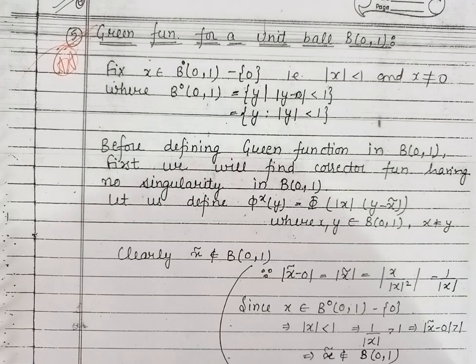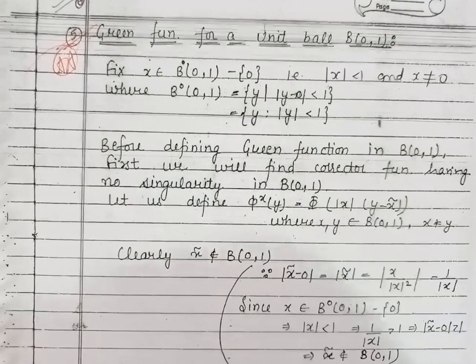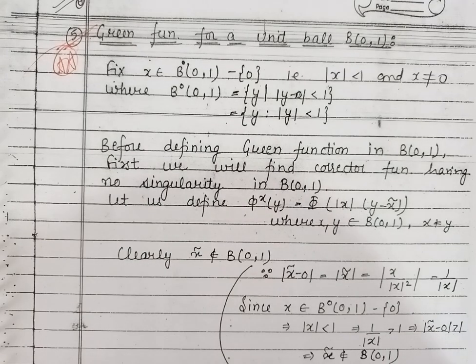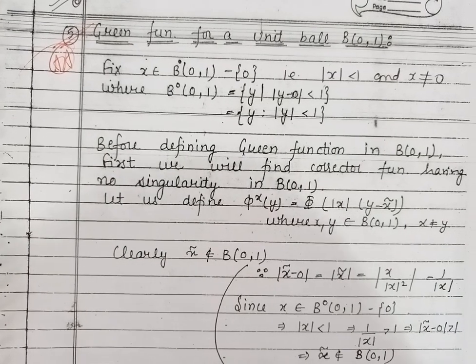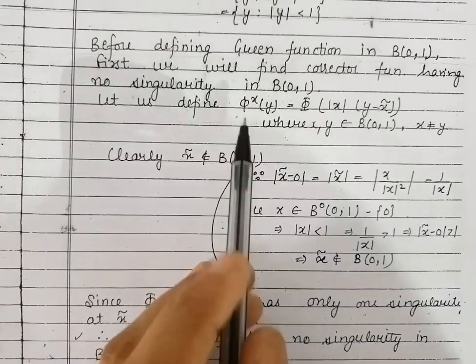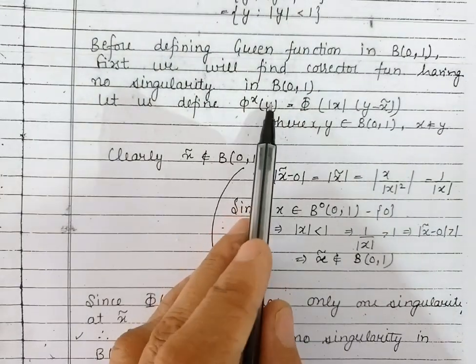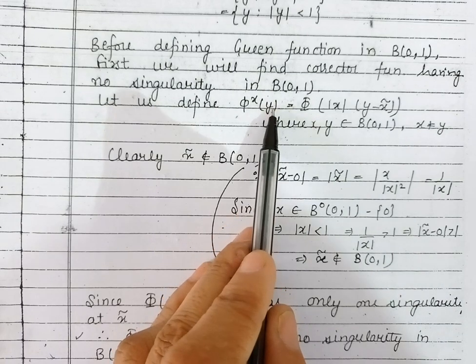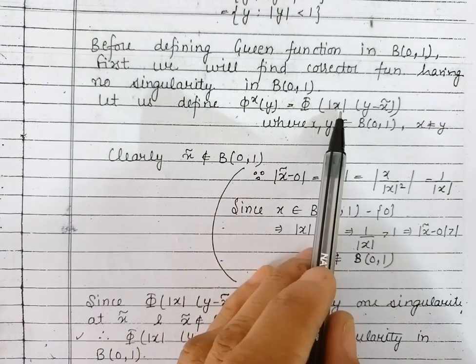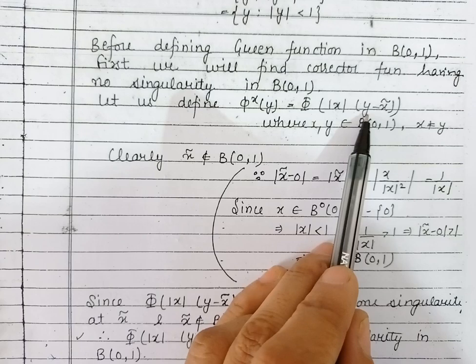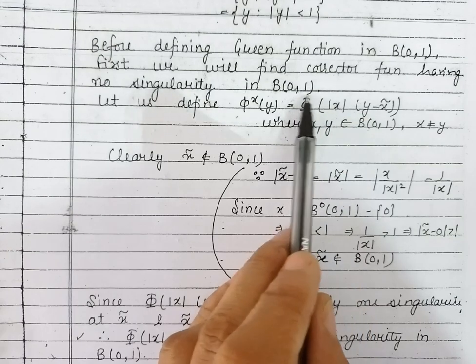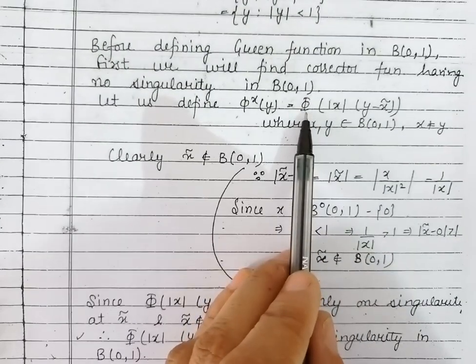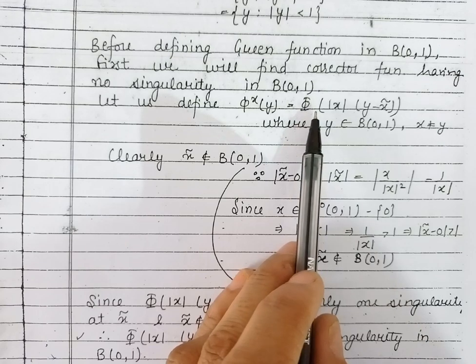Now because we are to define Green's function for the unit ball, before defining this function we will have to find a corrector function having no singularity in the unit ball. So let us define a function phi x, which is a function of y. Here y belongs to the unit ball. We have defined this function by phi of |x| into (y minus x bar). Here phi is the fundamental solution of Laplace equation. x and y are different points.